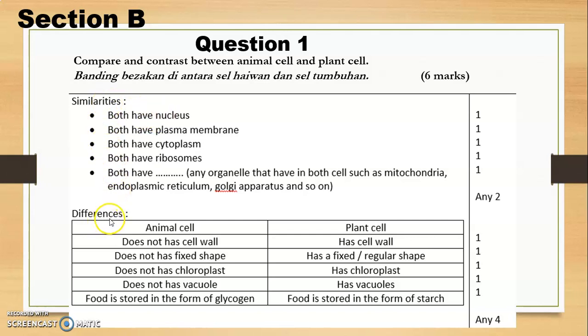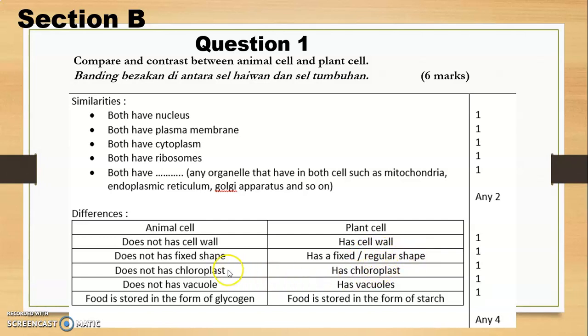Okay, differences. You have to give about 4 or 5 differences. So you have to build 2 columns for animal cell and also plant cell, and then give the differences. For example, does not have cell wall, has cell wall. This is considered as 1 mark. And then the second characteristic, does not have a fixed shape, while the plant cell has a fixed shape. Another 1 mark.